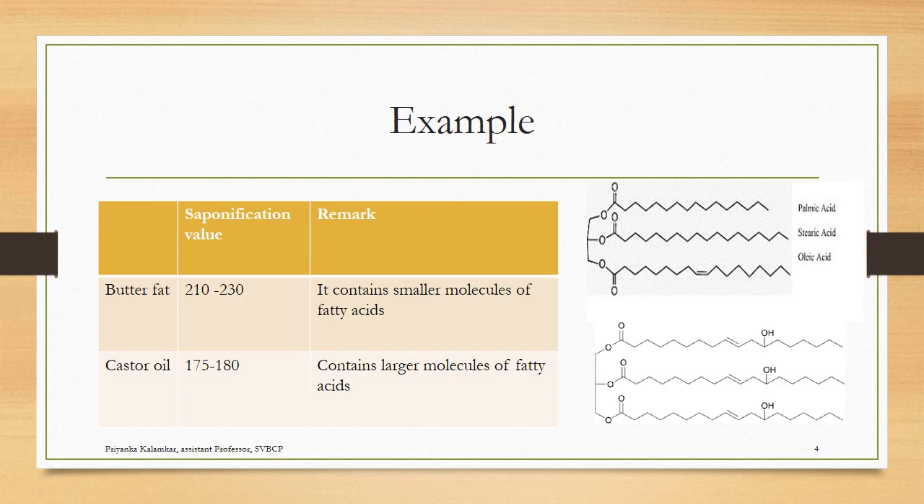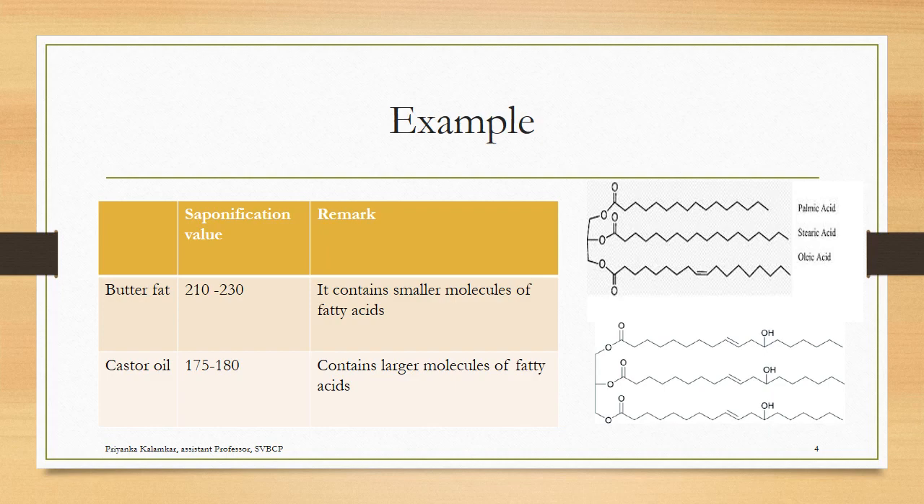Now, whenever saponification value is given to you of two or more fat or oils, you are able to predict two things. The first one is average molecular weight of that particular fat or oil, and second thing is the carbon chain length present in that particular triglyceride molecule. So it is inversely proportional. Saponification value and molecular mass are inversely proportional. So if saponification value is higher, lower will be the average molecular weight of fat or oil.